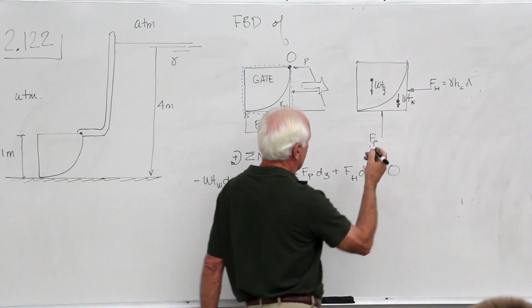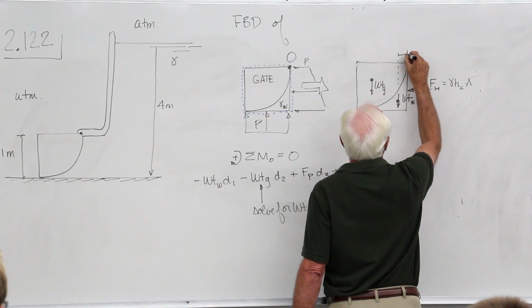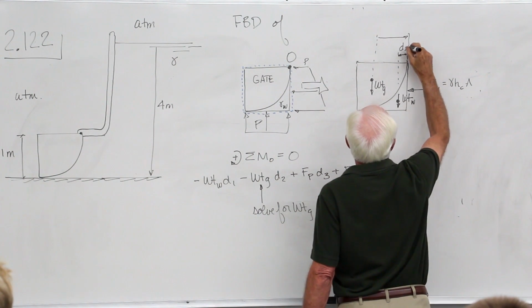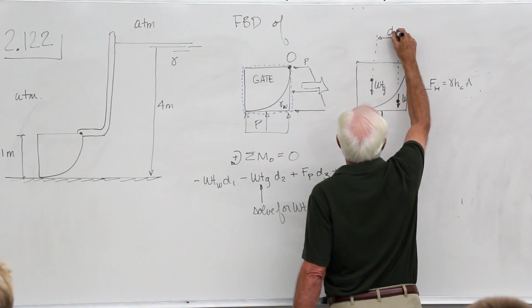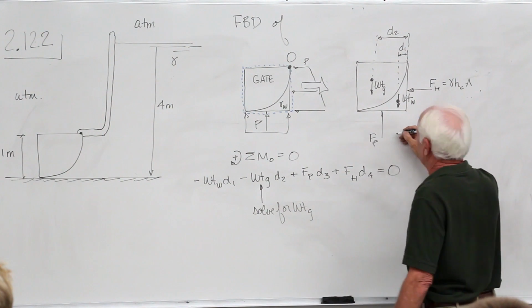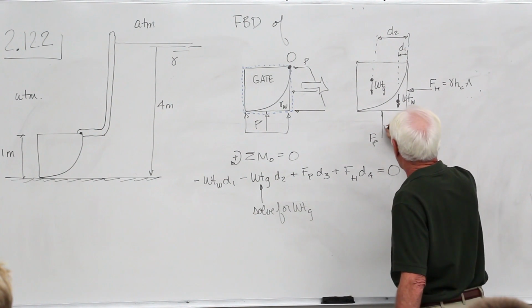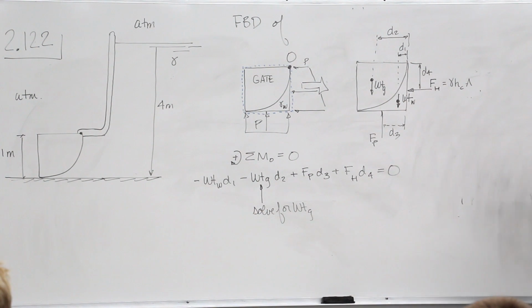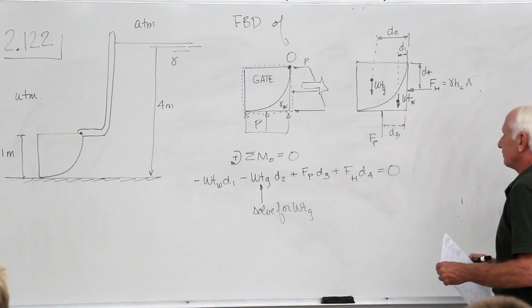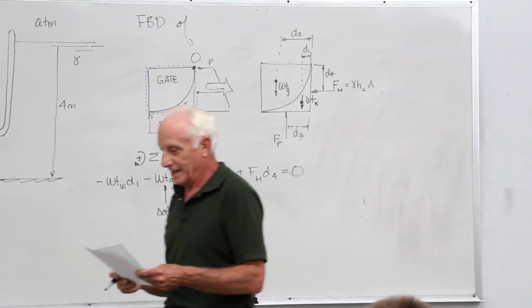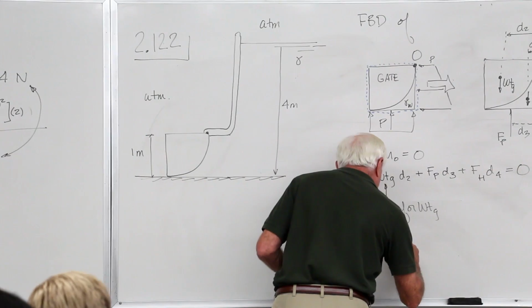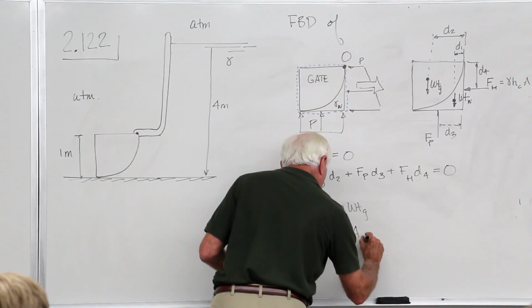D1 goes with the weight of the water. I'm not going to put all these in, but here's D1, weight of the gate times D2. Oh, I'll put them all in: F sub P times D3, this guy times D4. Do I know all those? Yeah, I can find them. It's a bit of work, but I can find all those D's. When you're done, the weight of the gate is equal to 64.4 kilonewtons.